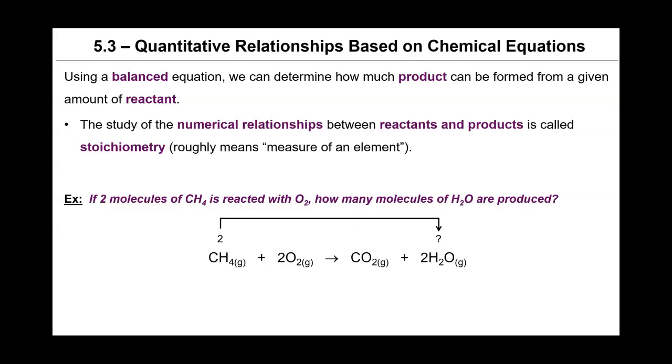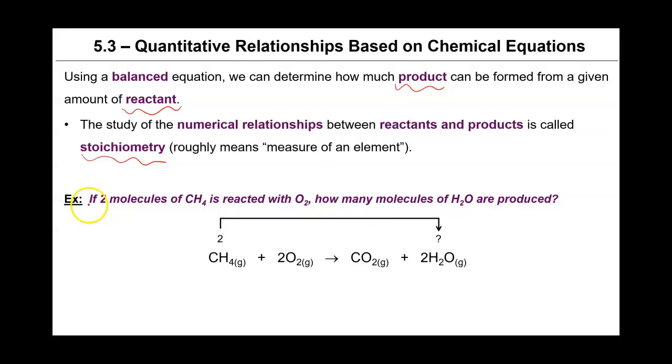If we have a balanced equation, we can do some interesting calculations. One of the things that we can do is we can determine how much product can be formed from a given amount of reactant. So we can look at a pile of ingredients and go, okay, I can make this much of my desired product. So these types of calculations are referred to as stoichiometry calculations, which roughly means the measure of an element. These are chemical calculations regarding the amounts of things. So whenever you hear the word stoichiometry, what people are talking about is calculating the amounts of stuff.